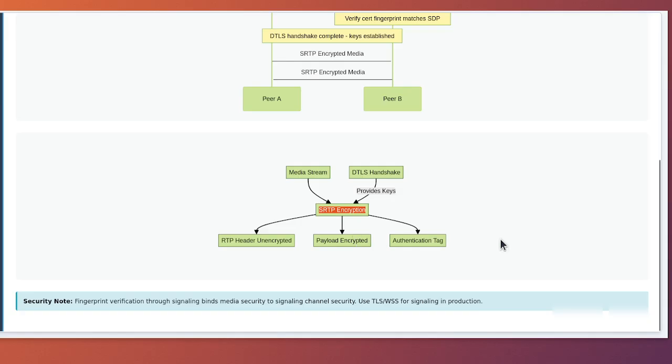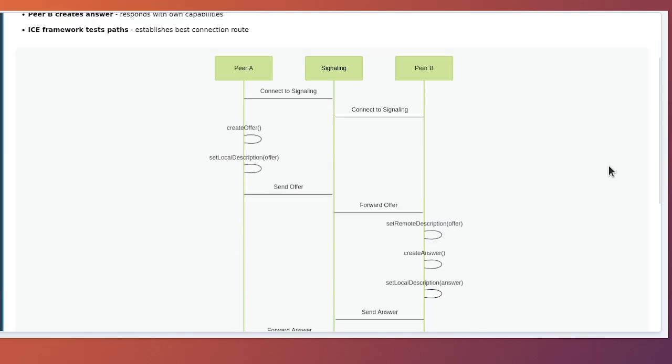Once DTLS establishes the keys, SRTP uses them to encrypt the actual media packets. SRTP is a profile of RTP specifically designed for encrypting audio and video streams. It encrypts the payload of each RTP packet while leaving the RTP header unencrypted so routers can still perform their duties of routing and QoS. SRTP also provides authentication for each packet, allowing the receiver to detect if packets have been tampered with in transit. This combination of encryption and authentication ensures that WebRTC communications remain private and unmodified from end to end.